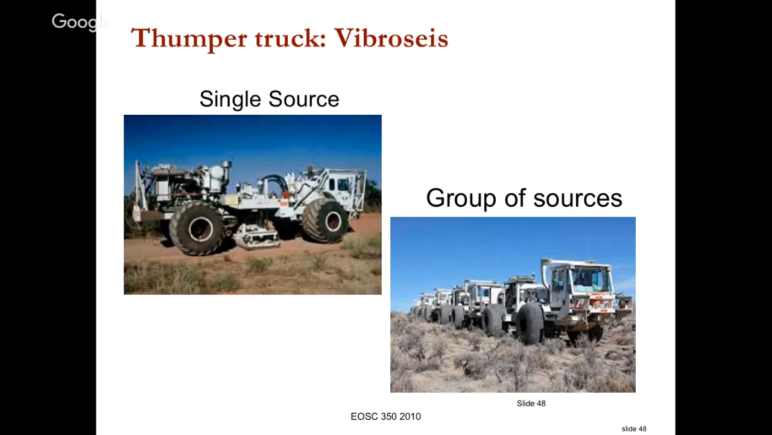They're called vibrators. So it's just a big massive truck, and underneath there, they have a plate. And that plate just sort of oscillates up and down. Actually, it's the truck that's oscillating up and down, and that's pumping energy into the ground. Because hydrocarbons are often pretty deep, you need to get a lot of energy in.